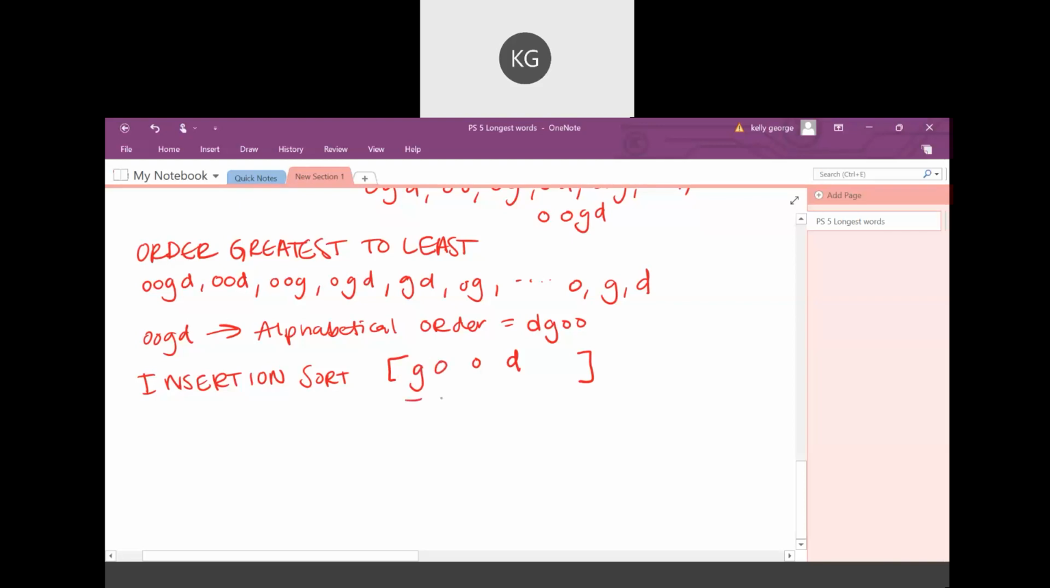So now we check this one, we check this one and this one. And now we need to look at the last one. So we compare D and O. Do they need to be switched?